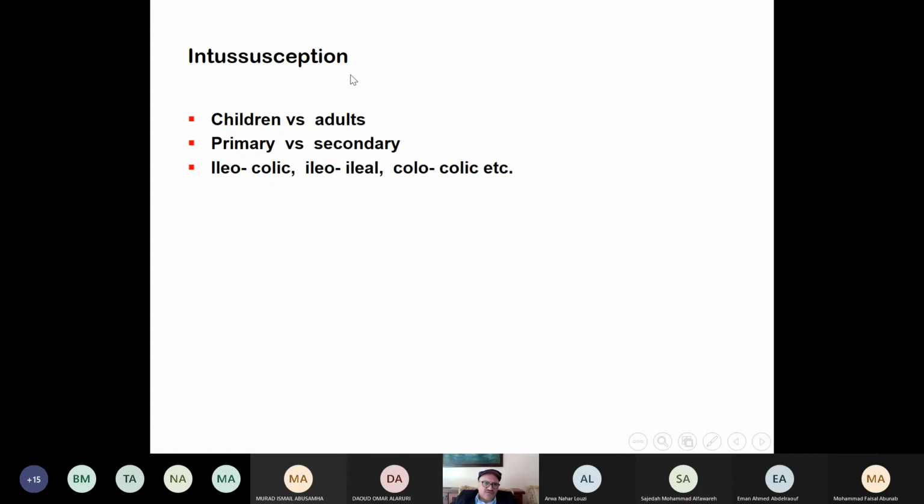Intussusception, which is telescoping, where one part of the bowel goes into the proximal one, can occur in children and can occur in adults. Now in children, usually it's primary. We don't find a cause in the bowel. In adults, it is usually secondary, which means that the bowel has a nidus of pathology. It can be ileocolic, ileoileal, or colocolic.